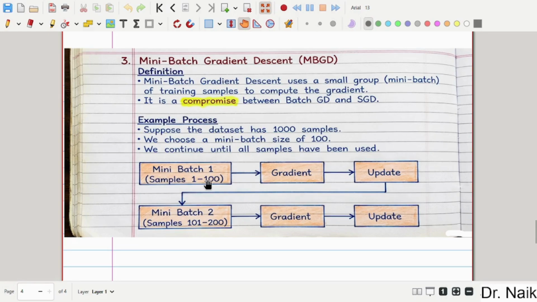So the first mini batch contains the samples from 1 to 100. Then it calculates the gradient and then the weight is updated. Then that weight is used for mini batch 2, which is the samples from 101 to 200. Again the gradient is calculated and the weight is updated.